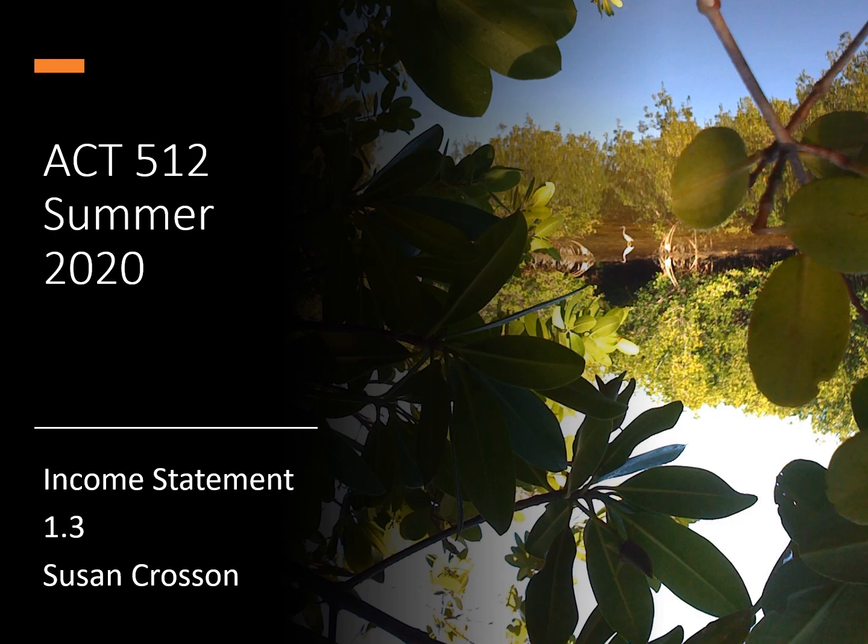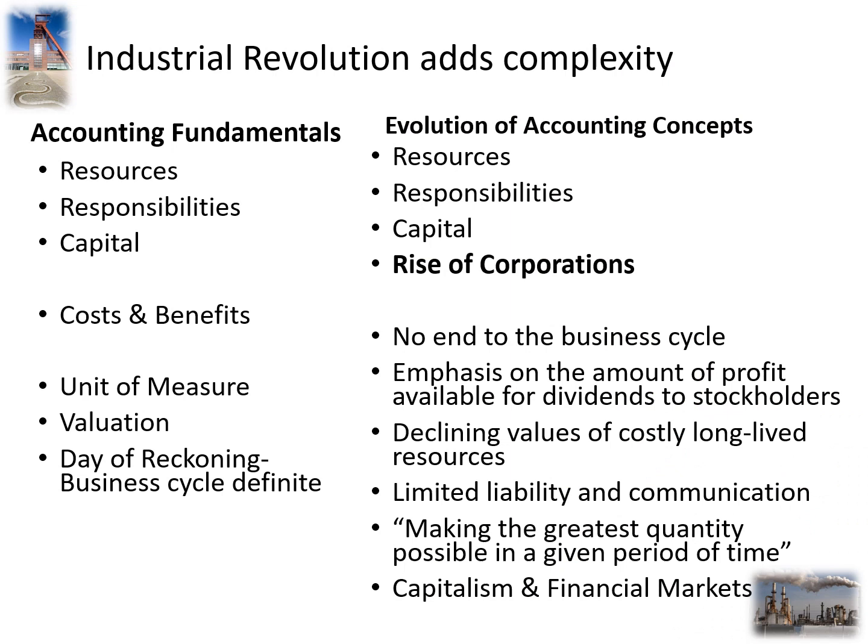Welcome. Where did the income statement come from? Well, the Industrial Revolution added a bit of complexity. No longer were there just traders going on trading missions, but now we started to make things, and that making of things caused a need for more resources because factories were being built, and thus the rise of the corporation happened.